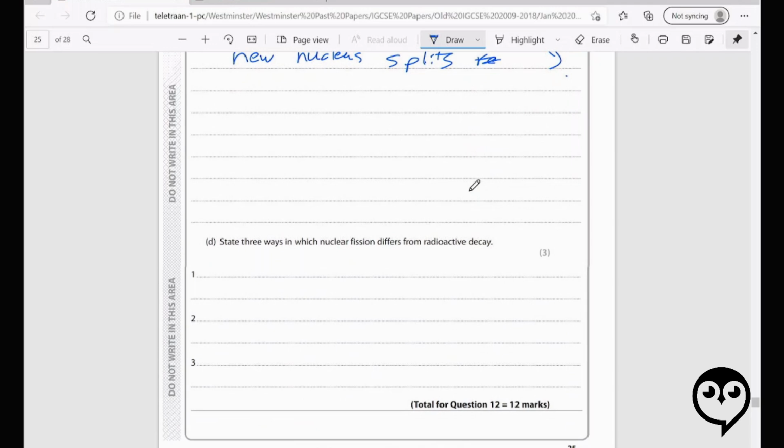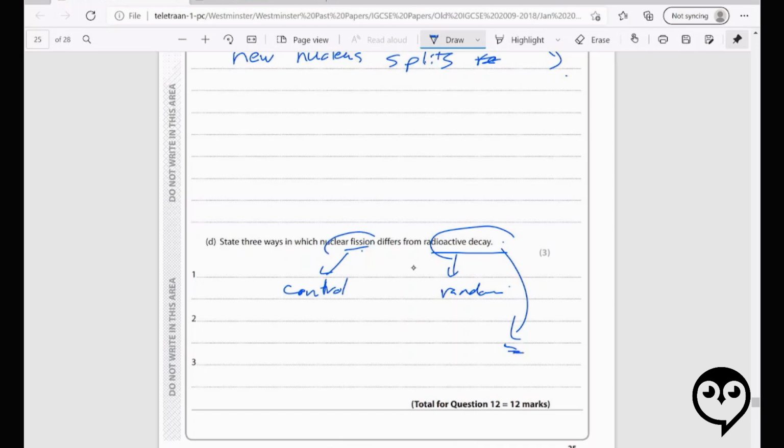State 3 ways in which fission differs from radioactive decay. Well, I would say radioactive decay is random. We never really know if that's going to happen, whereas with fission, if that neutron gets absorbed because it's traveling at the right speed, you can pretty much guarantee it's going to happen. We can control nuclear fission. We can't control radioactive decay. Radioactive decay, at least the ones we've been talking about, typically only ejects beta or alpha particles, whereas with fission, we are ejecting neutrons, but we also get these larger daughter cells.